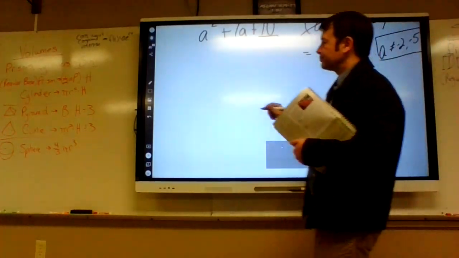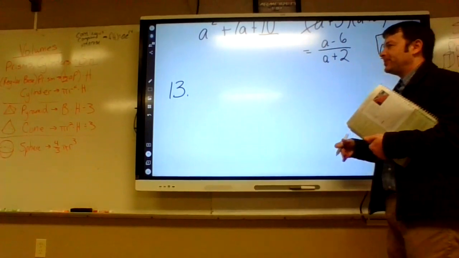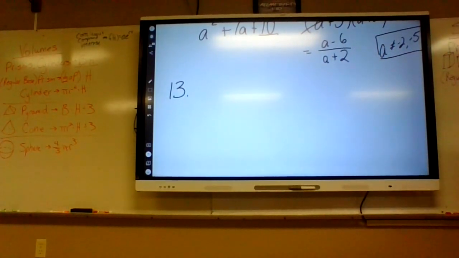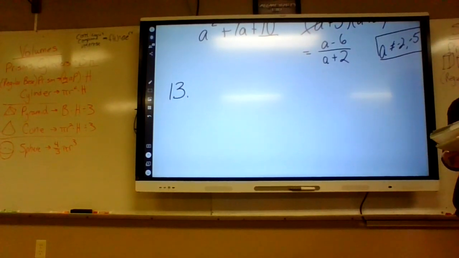13. Remember, we talked about this in chapters past, but you also can't have a negative under the square root usually when you're plugging stuff in. 13.